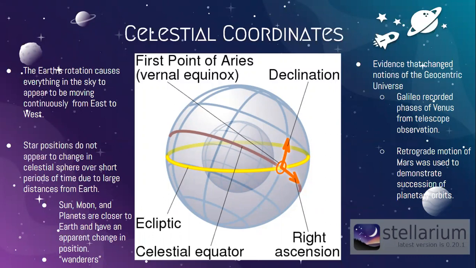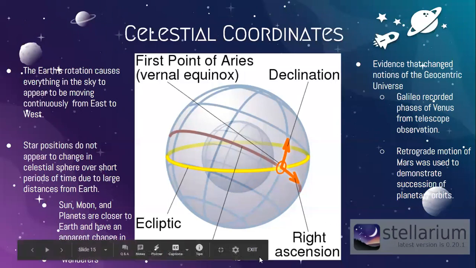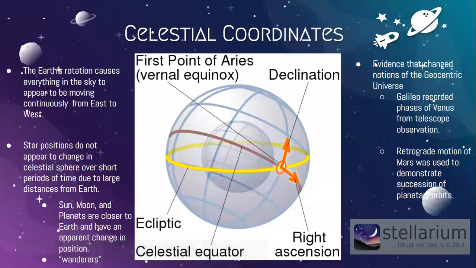And so you'll notice that Venus has phases similar to the moon, but they're not in the same sequence in which the moon phases occur. And so this led Galileo to provide evidence that Venus actually has to orbit the sun rather than the Earth. And also retrograde motion of Mars was used to demonstrate the succession of planetary orbits. So it was first Mercury, then Venus, Earth, and Mars would be after it. And so that retrograde motion helps to explain that.